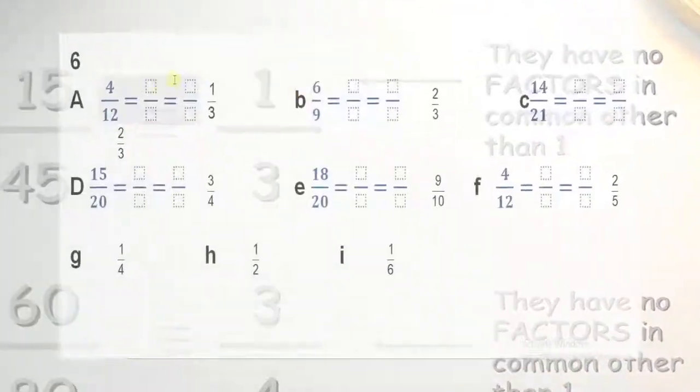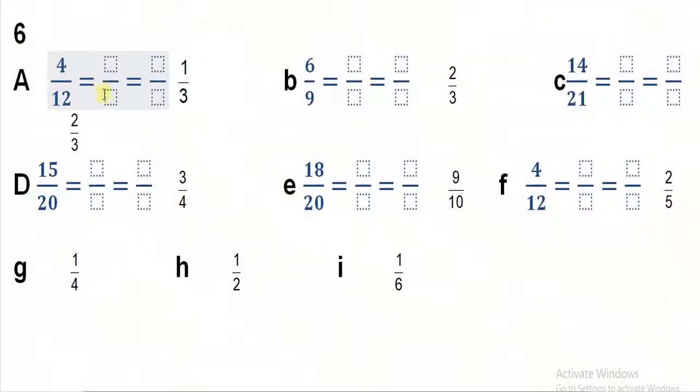Now, since we know that we need to simplify these fractions to their simplest form, in question number 6, you have the first one, which is 4 over 12. We need it to be simplified to the simplest form where we can't simplify it anymore. So if I divide 4 by 4, I'll get 1. If I divide 12 by 4, I'll get 3. The answer is a third, okay?